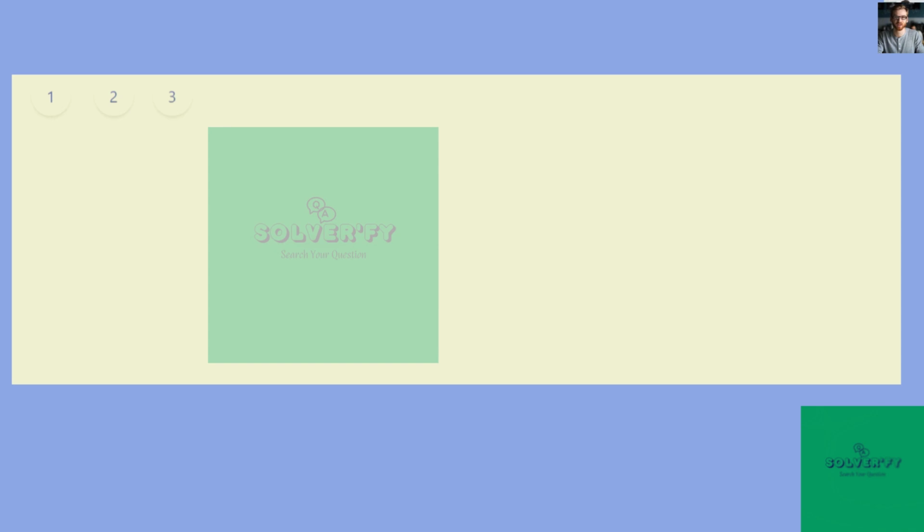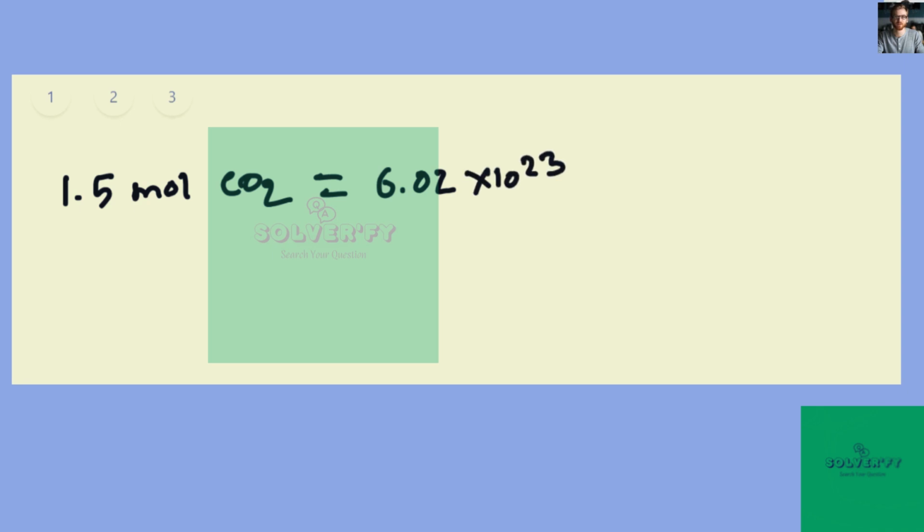Now we have to find out how many atoms we have in 1.5 mole of CO2. One mole contains 6.02 times 10 to the power 23 molecules. That means for 1.5 mole, we have to multiply it by 1.5, and it will give us 9.03 times 10 to the power 23 molecules of CO2.